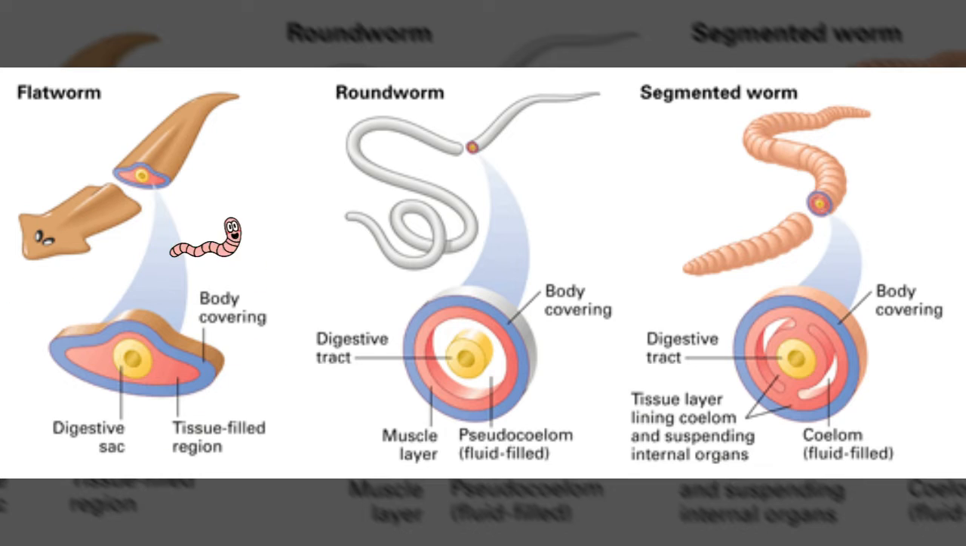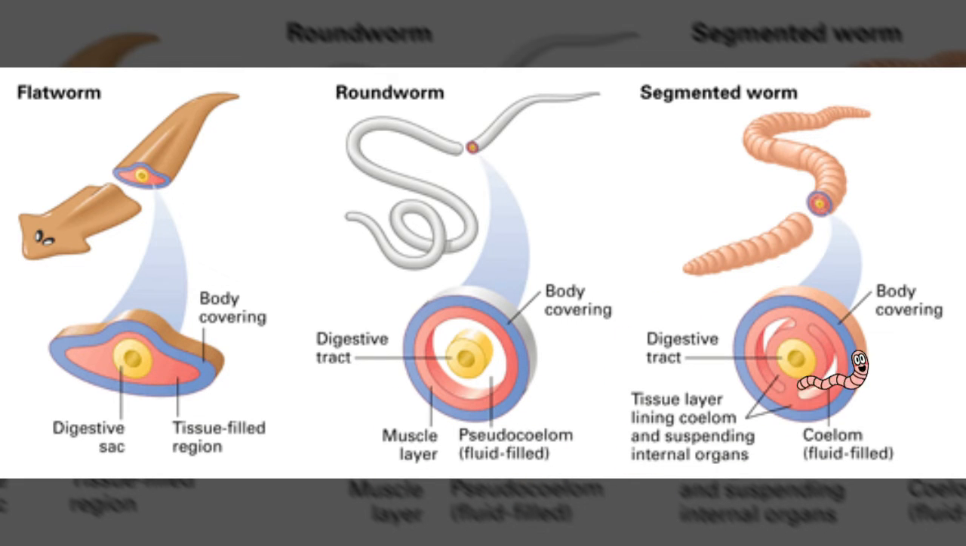This is the structure of 3 different types of worms that I'm going to get into. The first is the flatworm, or phylum Platyhelminthes. Don't know if I said that right. Again, my apologies, but yes, we have the flatworm. It does not have a fluid-filled cavity. It only has a digestive sac and a tissue-filled region with a body cover. That's the difference between these and the roundworms and segmented worms. It gets a little bit more complex as you go into the roundworms. It has a digestive tract, body covering, and a muscle layer with a fluid-filled cavity here.